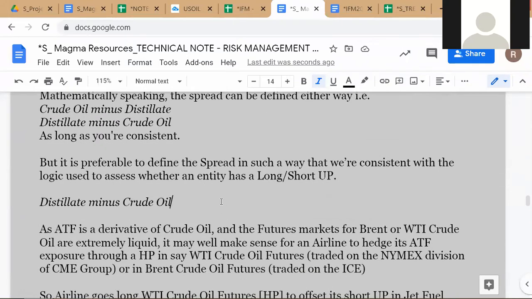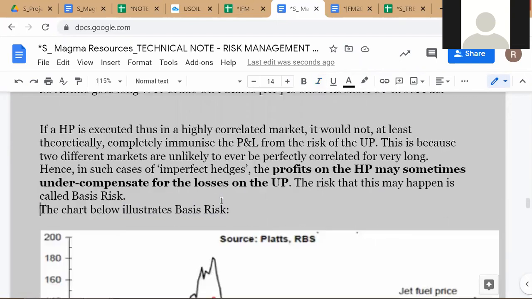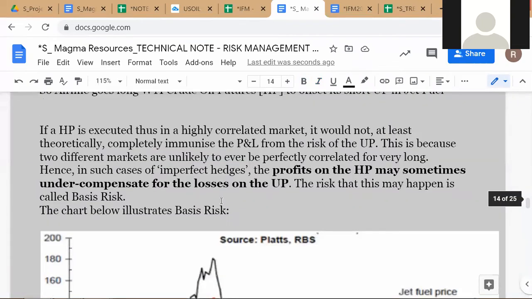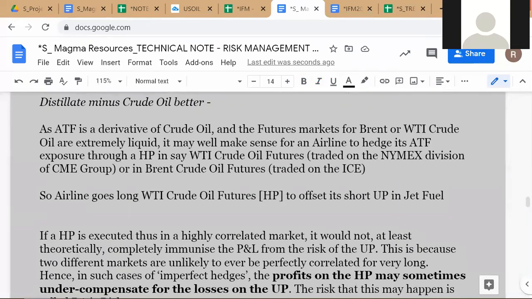So distillate minus crude oil is better. Let's define it as distillate minus crude oil. So in this case, now we can go back. Where did I start writing this? Yeah, okay.